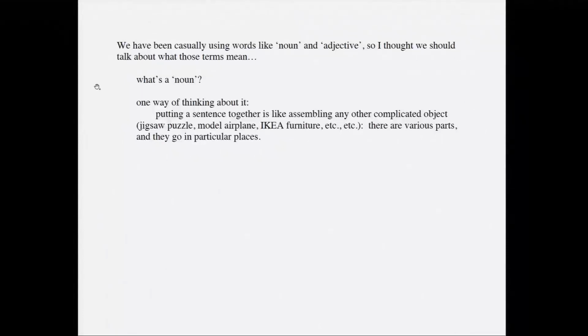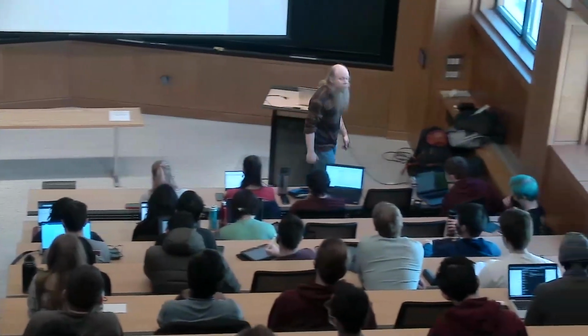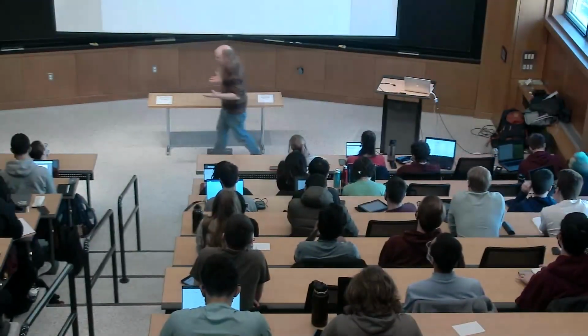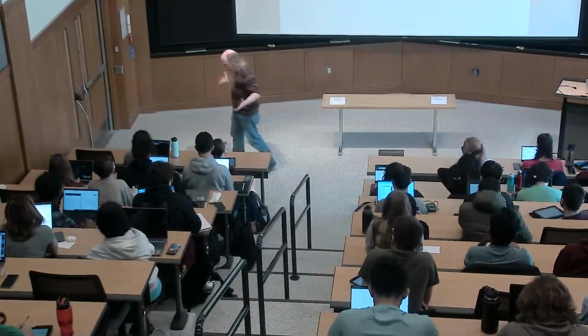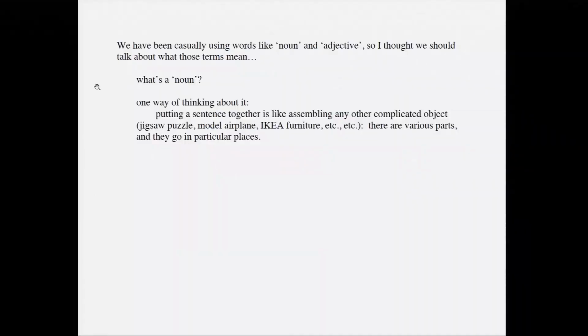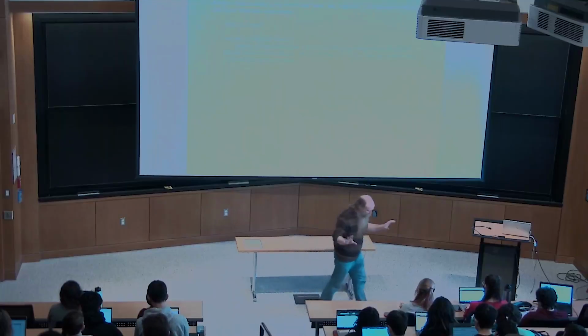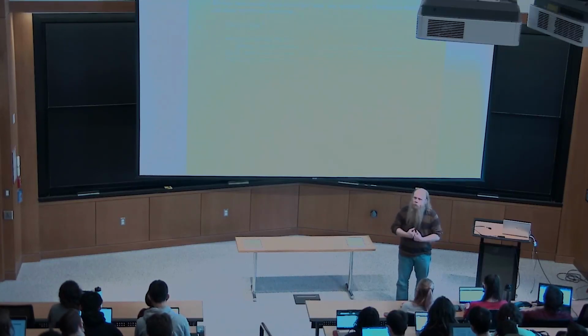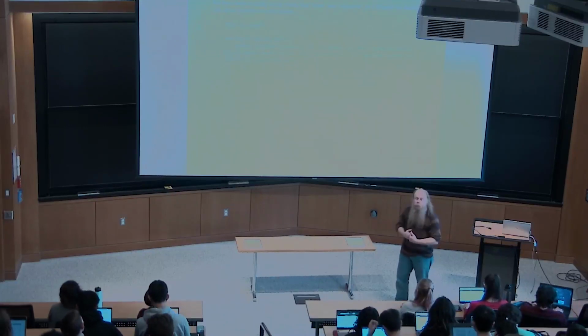Putting a sentence together is like putting together any other complicated thing with lots of parts. Take your favorite example, a jigsaw puzzle or a model airplane or IKEA furniture, if you ever assembled that. They have different parts with different shapes that go in different places, right? If you're making a model airplane, there are the wheels, and the wheels go where the wheels go. If you're making an IKEA chair, there are various boards, but then there are also screws, and things that you're supposed to put in particular places. And you could name those things by their shapes, right? So you could talk about the wheel on an airplane or the edge piece on a jigsaw puzzle.